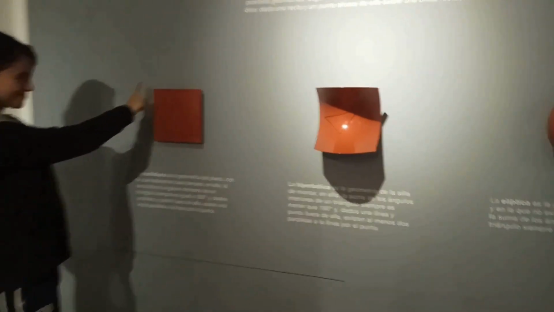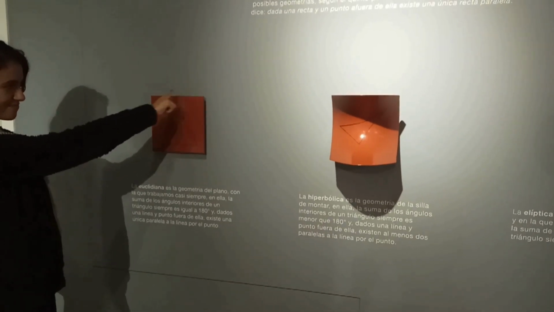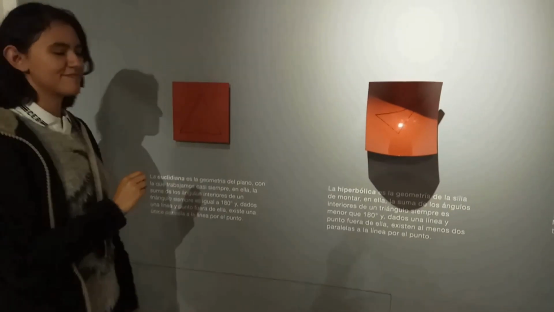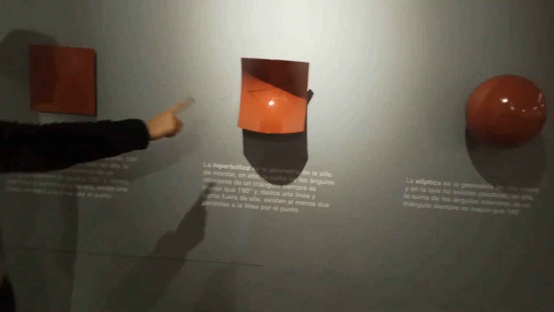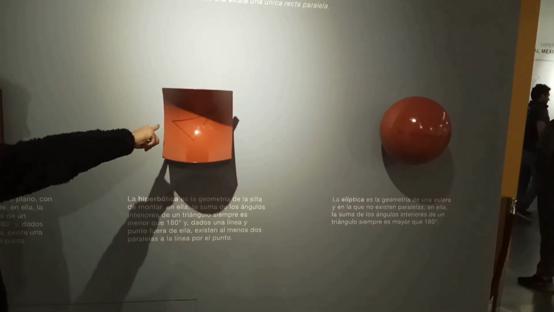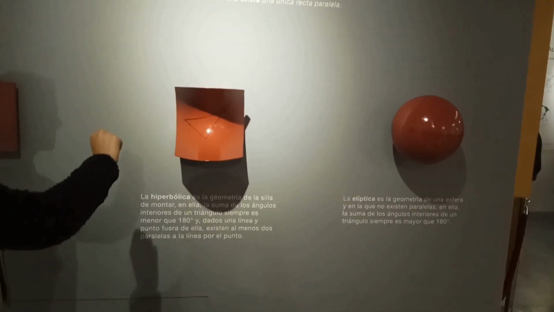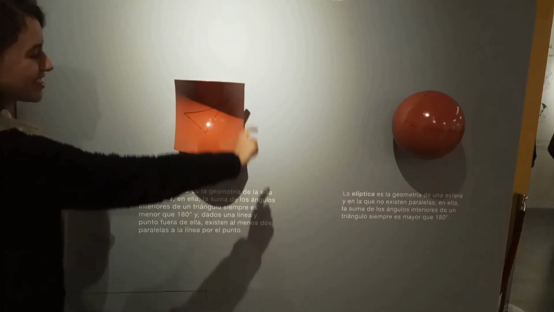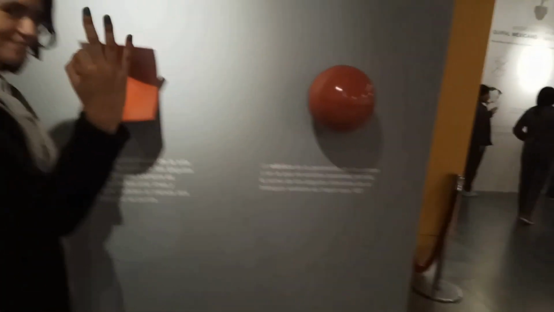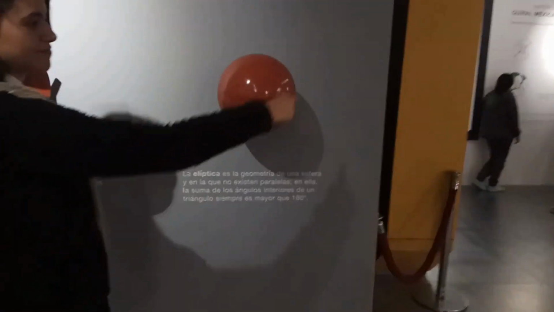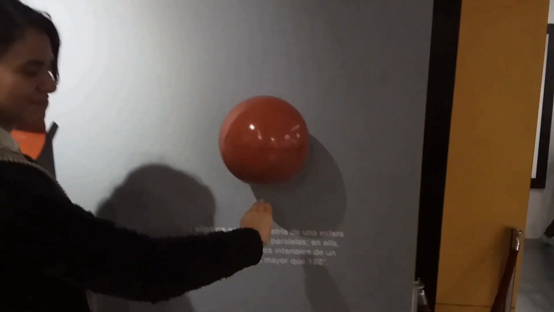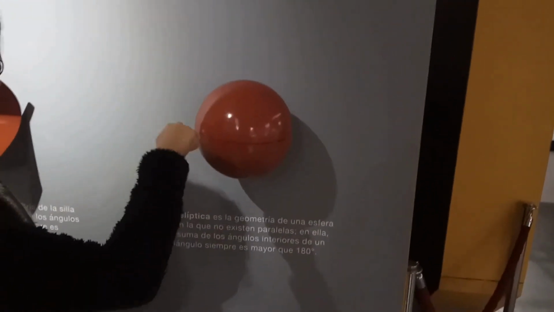After a history of 2 millennia, we know that in the plane there are only 3 possible geometries, according to the fifth postulate of Euclid. The Euclidean is the geometry of the plane with which we work almost always. The hyperbolic is the geometry of the saddle. The elliptical is the geometry of a sphere in which there are no parallels.